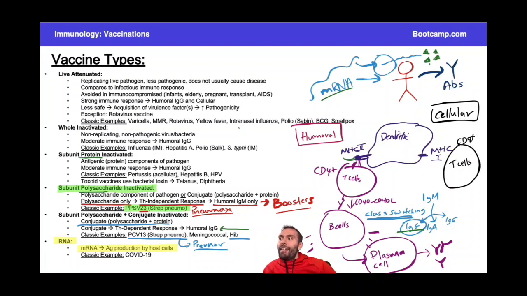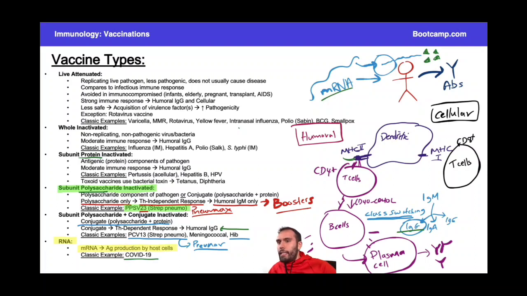So that, I know it's kind of confusing, but again, this is not super high yield at the time of this recording, although I do think that it will start to become asked about a bit more frequently, as this is certainly a global phenomenon right now. And again, the classic example for this would be the SARS-CoV-2 virus or COVID-19.